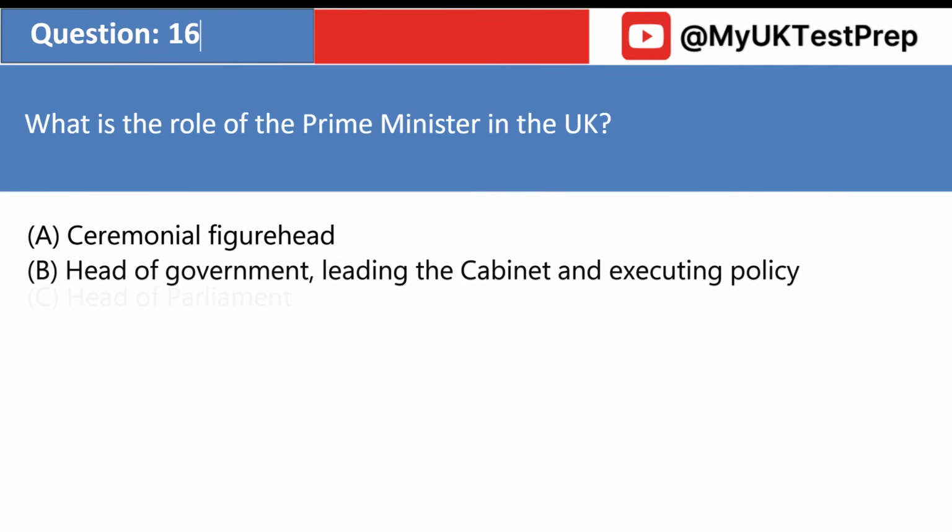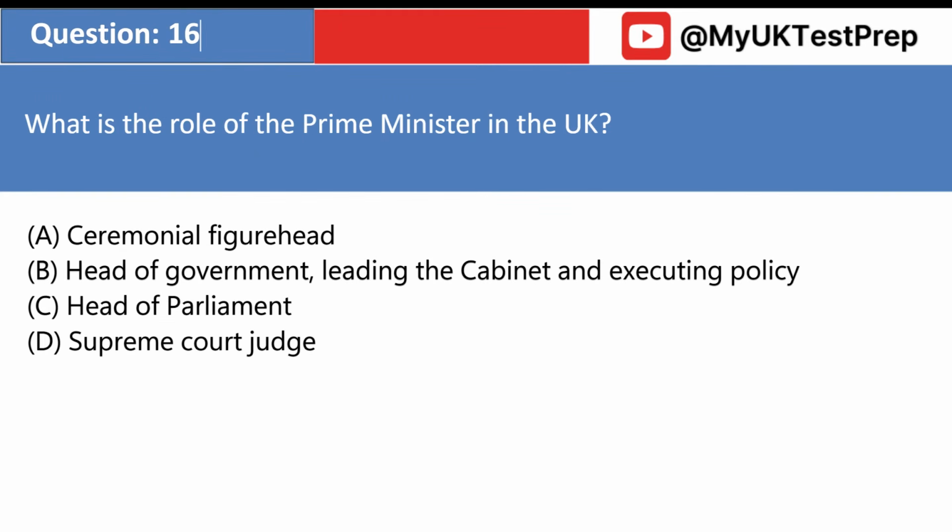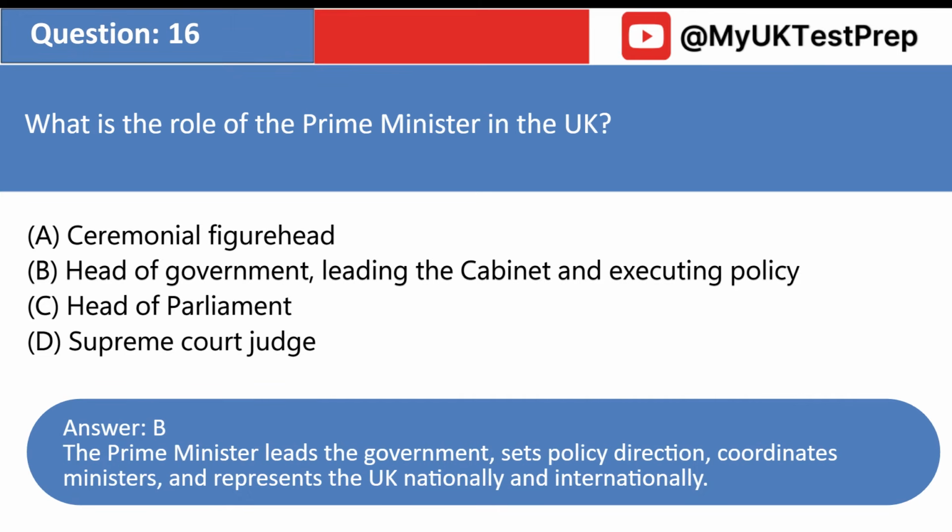What is the role of the Prime Minister in the UK? A. Ceremonial figurehead. B. Head of government, leading the cabinet and executing policy. C. Head of Parliament. D. Supreme Court judge. Answer B. The Prime Minister leads the government, sets policy direction, coordinates ministers, and represents the UK nationally and internationally.